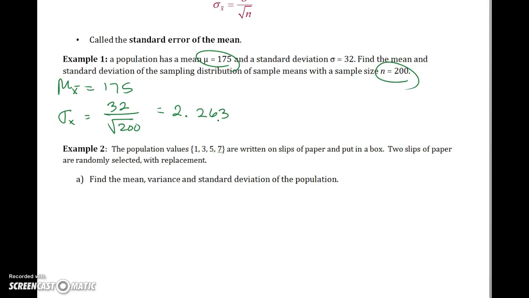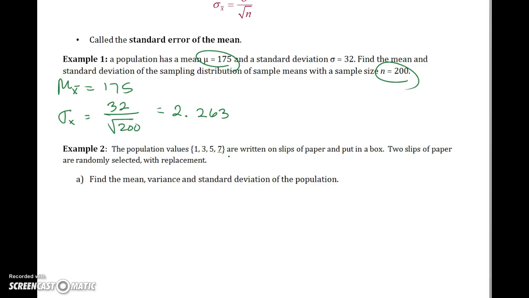Okay, the next thing that we'd like to do, for example 2, is the population values 1, 3, 5, and 7 are written on slips of paper. So think of it, you have 4 pieces of paper. One has a 1, one has a 3, one has a 5, one has a 7. And then those 4 pieces of paper are put into a box. 2 slips of paper are randomly selected with replacement.